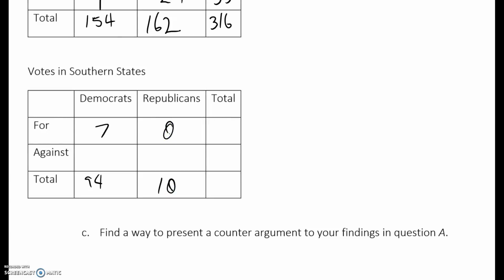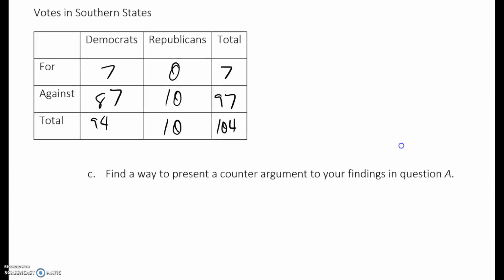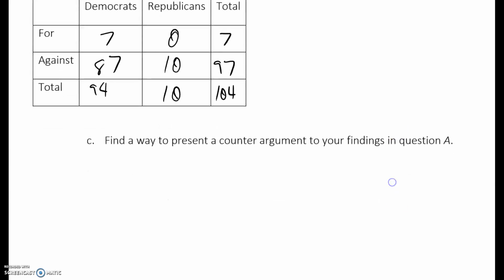Okay, so filling in the rest of the table, I have a 7 here. That means that there were 10 Republicans that voted against it, and 87 Democrats that voted against it. Looking at the totals on the margins here, I have 97 and a total of 104 for both groups together. Okay, it says find a way to present a counter argument to your findings in question A.